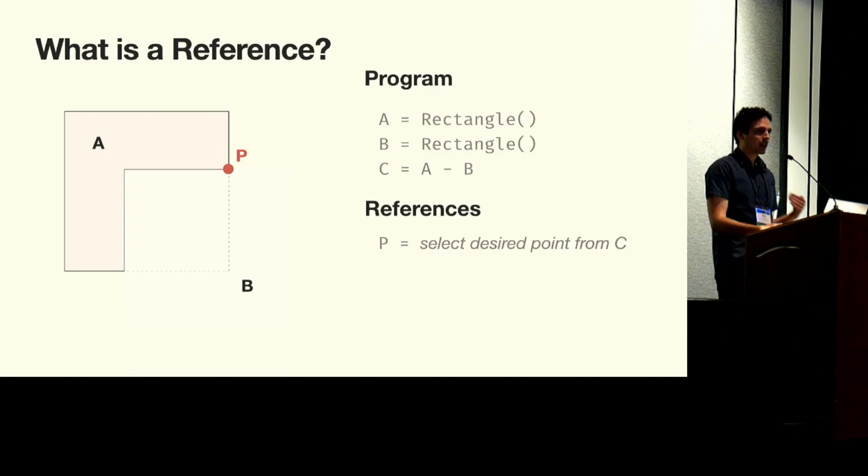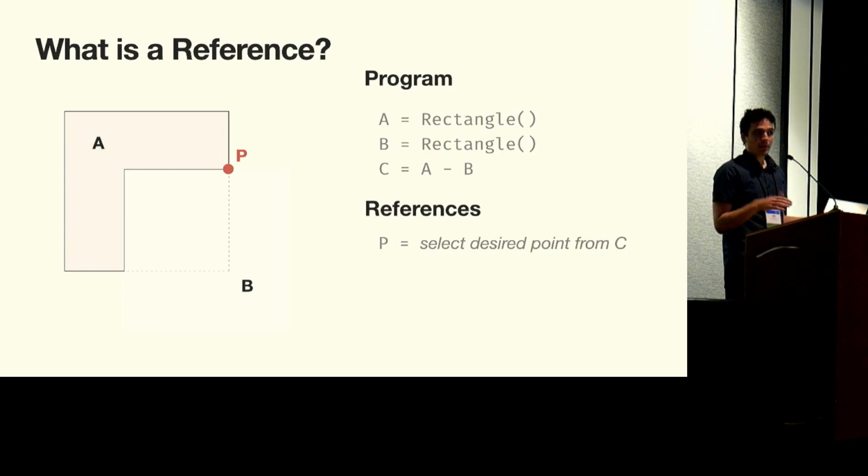If we look at a simple program in 2D, this sort of captured the essence of what we're trying to do. So imagine that we have 2 squares and we're subtracting 1 square from the other, and we would like to find a point, particularly on the intersection of that, and get the point on the subtraction. So we want to select this point from C.